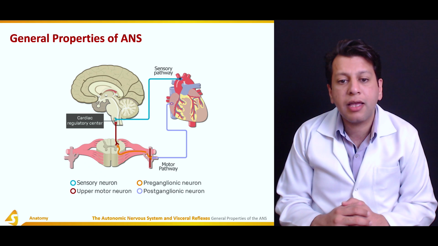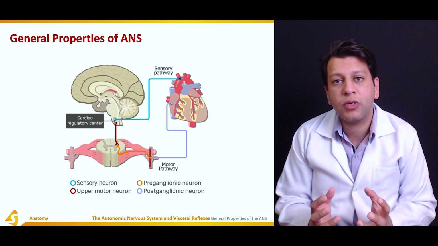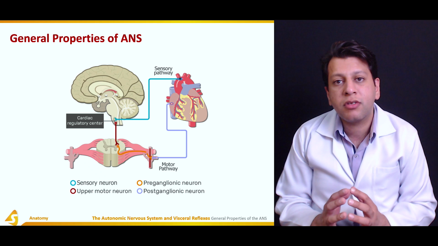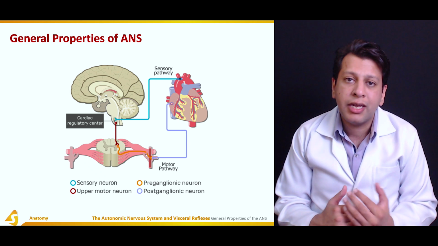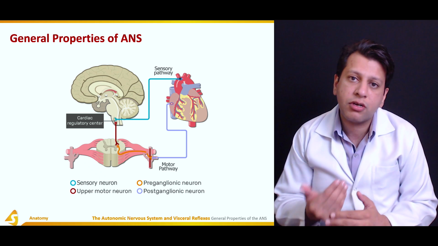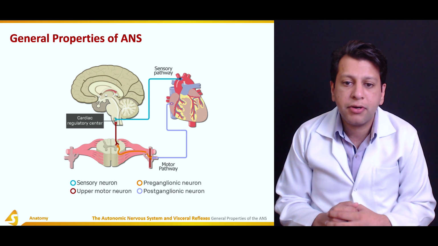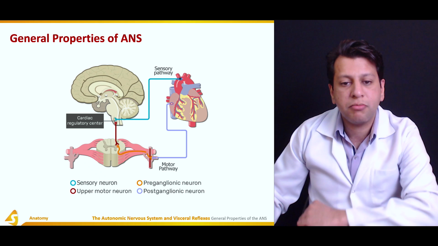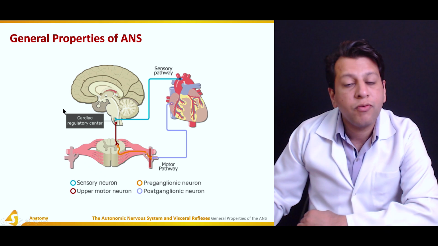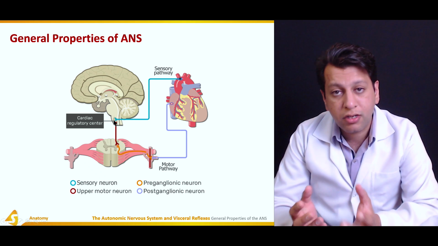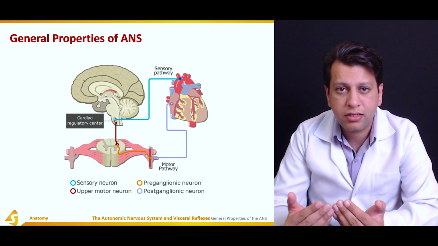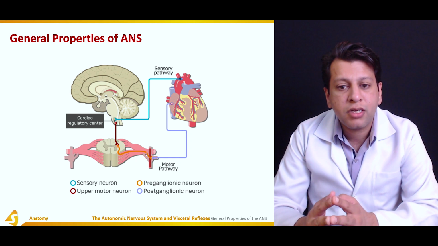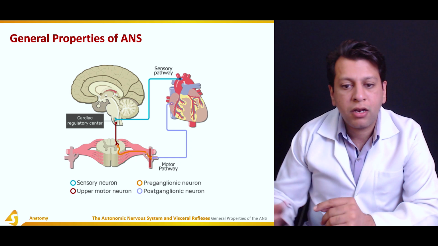Now, this is a diagram showing how the autonomic nervous system functions. It's not independent, it is controlled by the brain itself. If we take the example of this diagram, there's a cardiac regulatory center present in the medulla oblongata, and the fibers arising from there come down and synapse in the spinal cord.